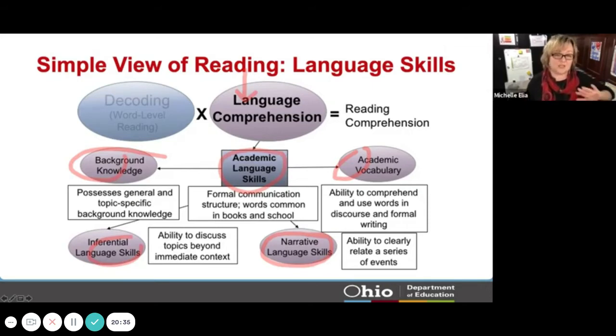So we're going to focus a lot on language comp today, and we're going to look at background knowledge, we're going to look at vocabulary, and we're also going to take a look at language structures, because we know that these can be especially challenging for our English learners.